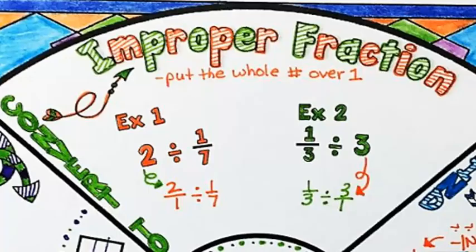This section explains what to do when you have a whole number in the problem. Always put the whole number over 1 and turn it into a fraction before you do anything else. Make sure you write everything down exactly as you see it.